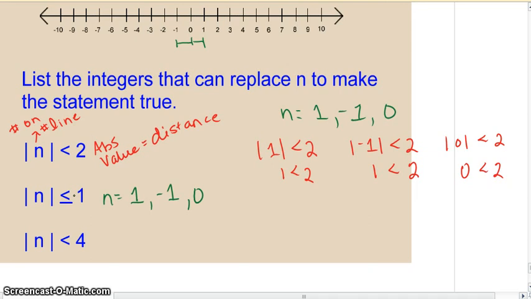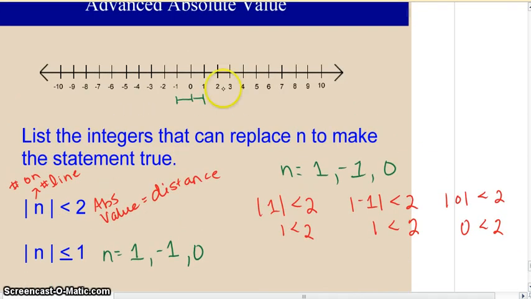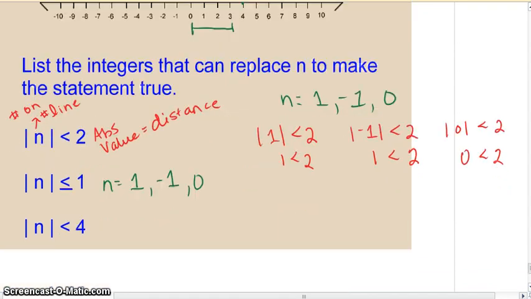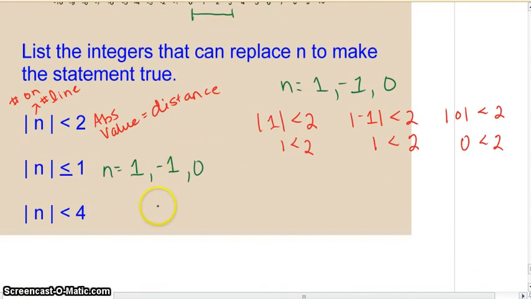And then the last problem, we have the absolute value of n is less than 4. So in this problem, if it's less than 4, here's 4, so it has to be less than that. So we're going to have a distance that is 3 or less. So we have to think of all numbers that will give us a distance of 3 or less. So we're going to have 3 and its opposite, 2 and its opposite, 1 and its opposite. And don't forget 0. So n could be any of these to make this a true statement. Take a second and check that and make sure it makes sense to you.